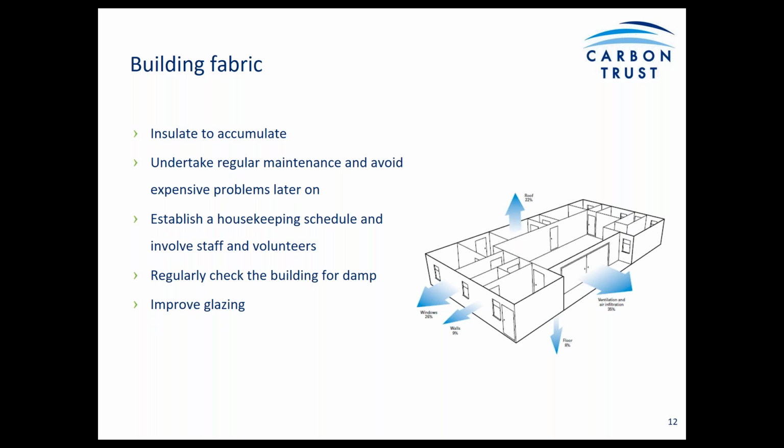And finally, on building fabric, double glazing is now a minimum standard through building regulations when replacing windows. But specifying things like triple glazing, say on north-facing or particularly exposed sides of the building, for example, can offer some additional savings compared to double glazing as well.